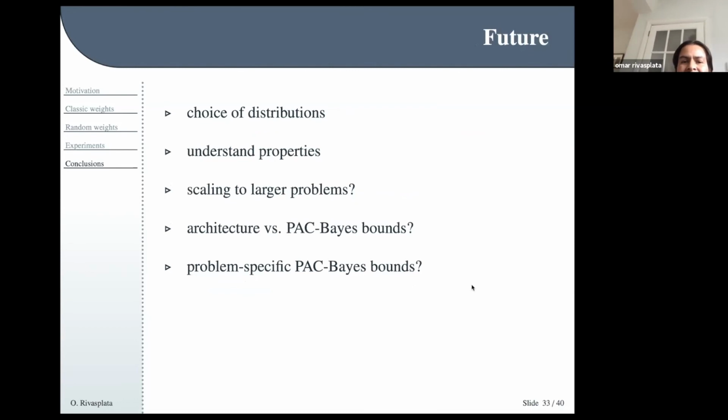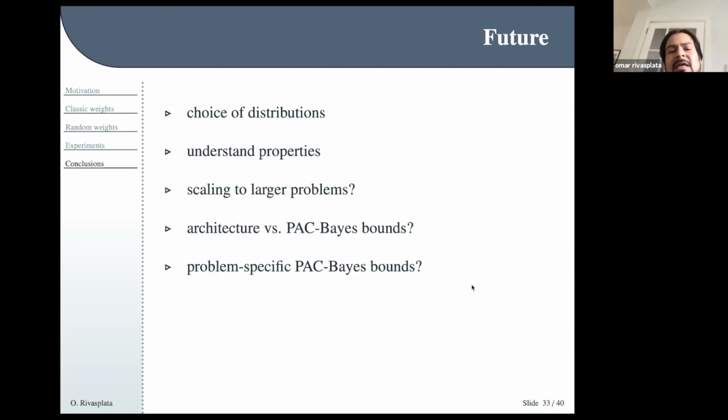So what's next for future directions? We have explored Gaussian distributions. Why? Because a lot of things are known analytically for Gaussian distributions, but maybe it's worth thinking about what other distributions would make sense for neural networks. Understanding the properties of the predictors learned by minimizing PAC-Bayes bounds with specific distributions is also an interesting direction to think about.